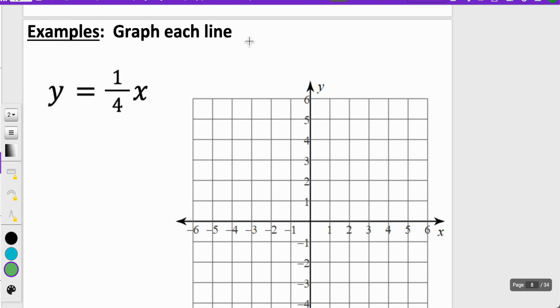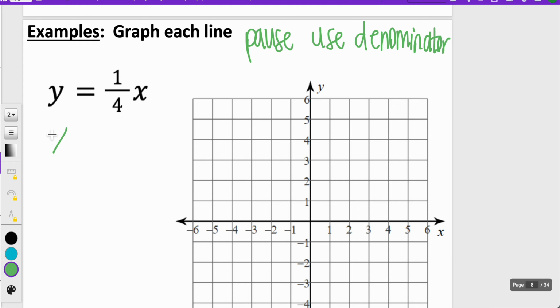Here's one that's a fraction. Pause, try this one on your own. You're going to use your denominator to help you with your x values, okay?